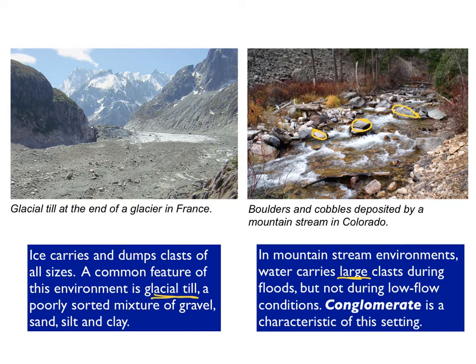And eventually that large material, which is so big it can't be carried otherwise, will become deposited to produce a conglomerate. So a conglomerate would be characteristic of a mountain stream environment. And I'll remind you that a conglomerate is made of very large, so gravel sized, semi-rounded, but pretty well sorted material.